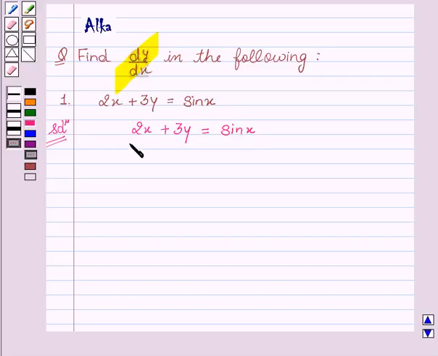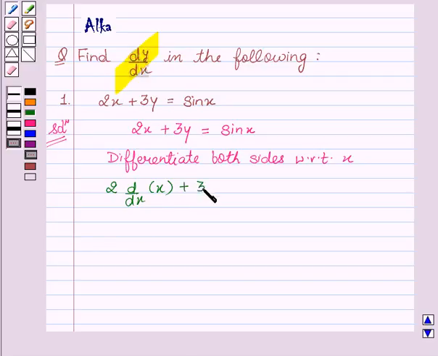Now we'll differentiate both sides with respect to x. We'll get 2 into d by dx of x plus 3 into d by dx of y equal to d by dx of sin x.